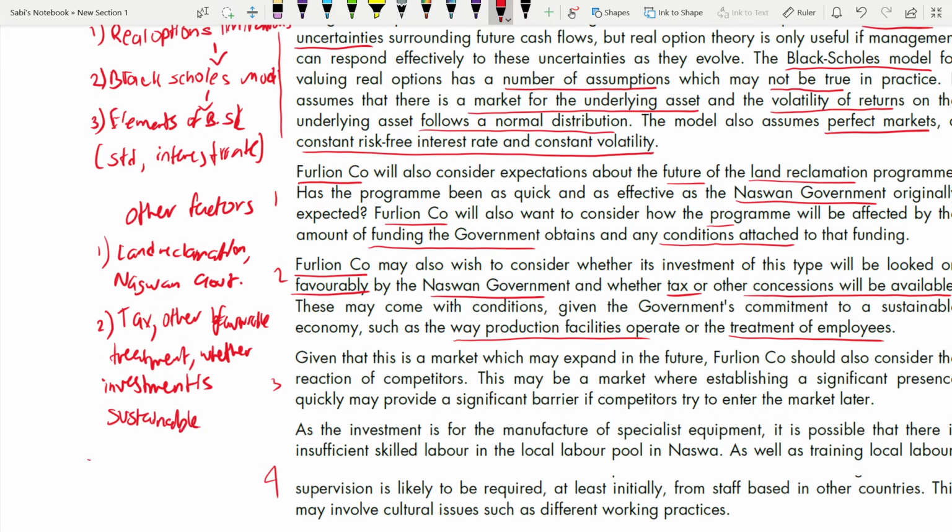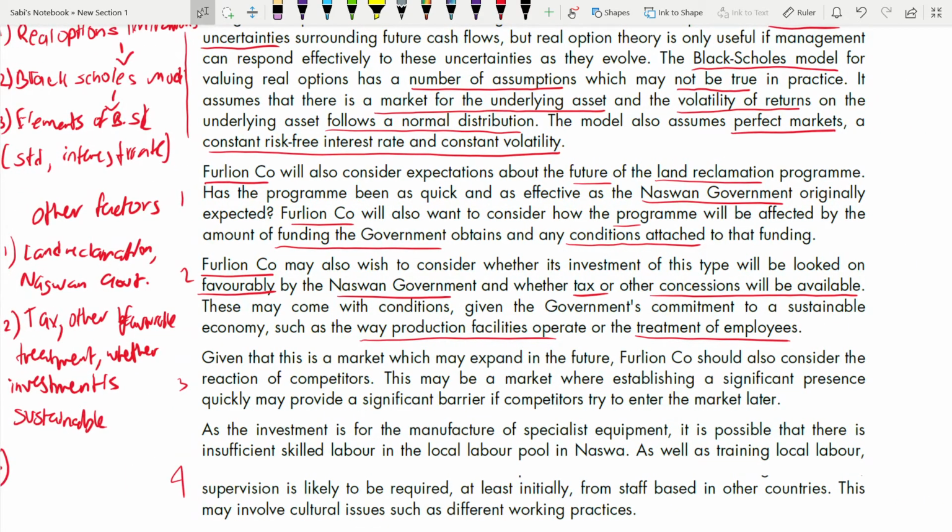Now coming to the third point, which is in the third paragraph. Just 3 lines, 2 sentences. Given that this is a market which may expand in the future, Furlion should also consider the reaction of competitors. So reaction of competitors is the important point, because we were told that they will expand in the future. So competitors will react to it. We all know that when the market is growing, there's growth for that sector, competitors will follow. They will not keep quiet.